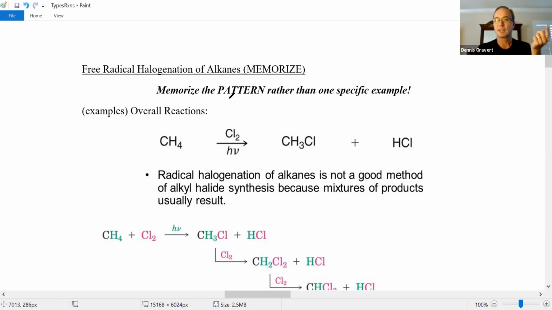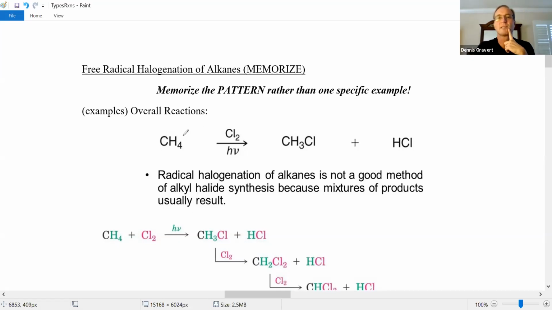Now, this reaction could be on your next exam. But it's more important to understand the pattern, right? So on your next exam, exam 2, I may not put methane. I may put a different organic molecule. And it's up to you to figure out what the products are. And it's like, wait, you didn't talk about that reaction. You only talked about methane. Well, it's a pattern that's important.